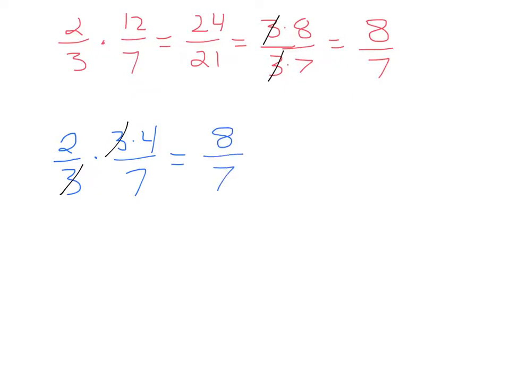Okay, and so now we have the same answer, but we factored and canceled first on the second example, and then multiplied, or we multiplied and then factored and canceled. Okay, so for rational expressions, it's going to be much easier to do it the second way.